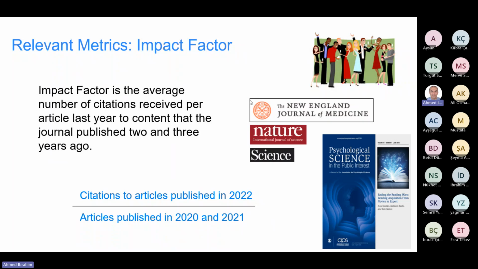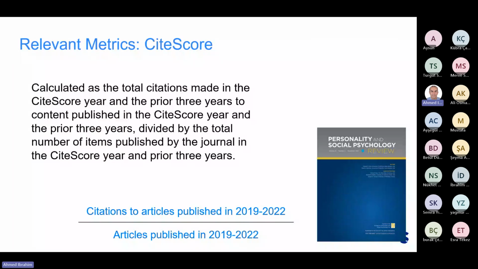Also, from the relevant metrics, we have CiteScore, calculated as the total citations made in the CiteScore year and the prior 3 years to articles published in the CiteScore year and the prior 3 years. So it's citations to articles published in the past years divided by the articles published in the same years. This is the CiteScore.